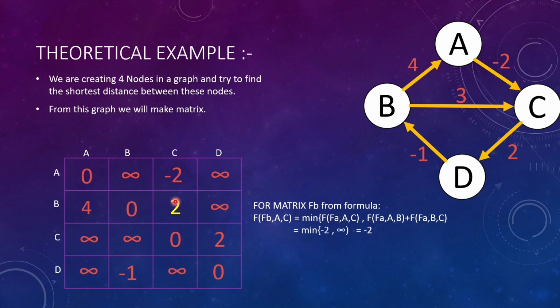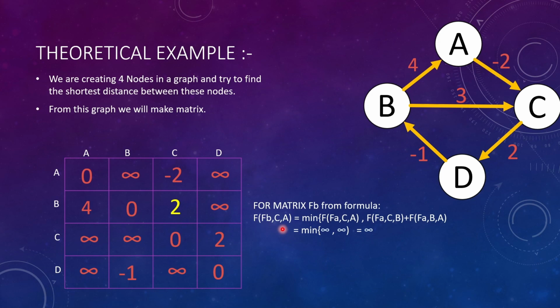So effectively it will be infinity, which is not less than minus 2. So minus 2 will remain as it is. Now we will go from A to D via B. A to D was previously infinity here, and if we go A to D via B, it will also be infinity. So infinity will remain as it is here.